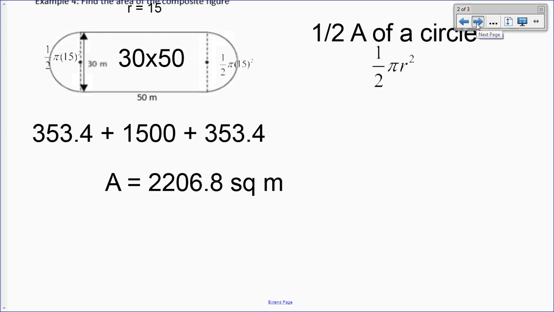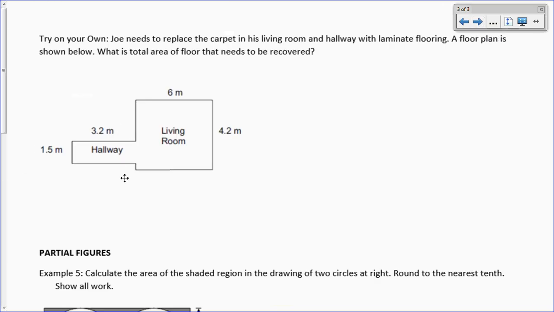Okay, so our area, we just added it all together. So now you're going to try this one on your own. Okay, you kind of have to find the missing sides. Actually, you really don't. It's just nice. So, total area of the floor that needs to be recovered, so there you go.